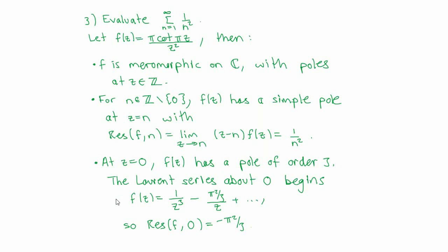We can extract the Laurent series about 0 by using the part of the Laurent series of cotangent pi z that we derived earlier in the video. When we do that, we find that the Laurent series about 0 of f of z begins as 1 over z cubed minus pi squared over 3 divided by z, plus higher order terms. This shows us right away that the residue of f at 0 is negative pi squared over 3.